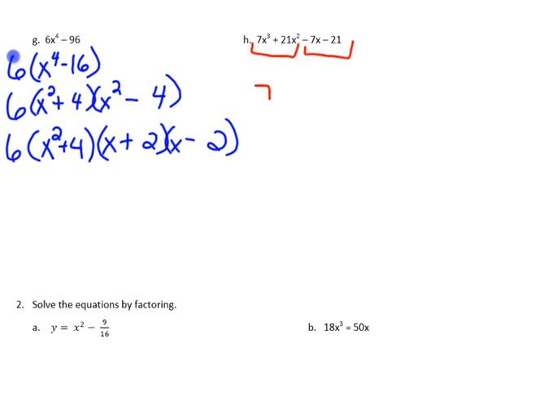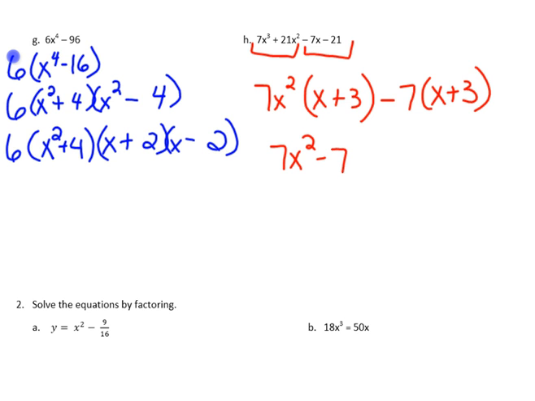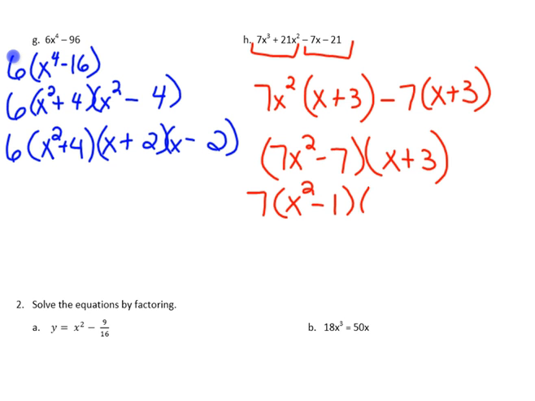So here I can pull a 7x squared out, which leaves me with x plus 3. And over here I can pull a negative 7, which leaves me with x plus 3. I guess I should have pulled out that factor. Sorry. Now I can put these together. 7x squared minus 7, x plus 3. Over here I can still pull a 7 out. So 7 times x squared minus 1, x plus 3.